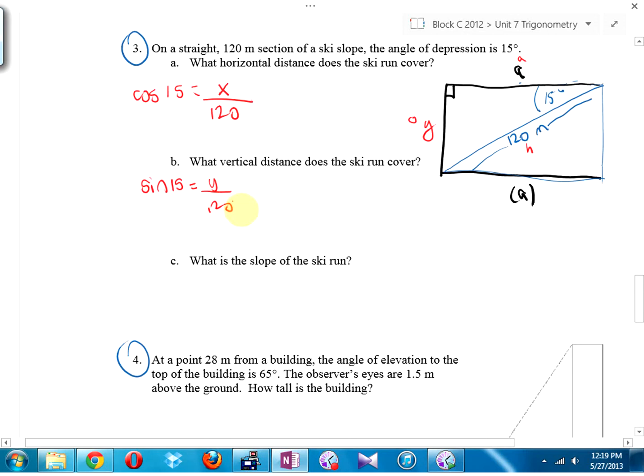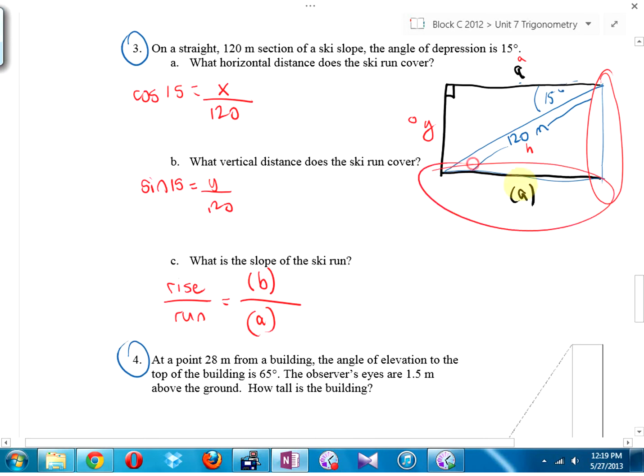Cross multiply. What does C want me to find? Slope. Slope is rise over run. What's the rise? I think that's going to be your answer to part B. What's the run? I think that's going to be your answer to part A. I think the slope is going to be rise over run.